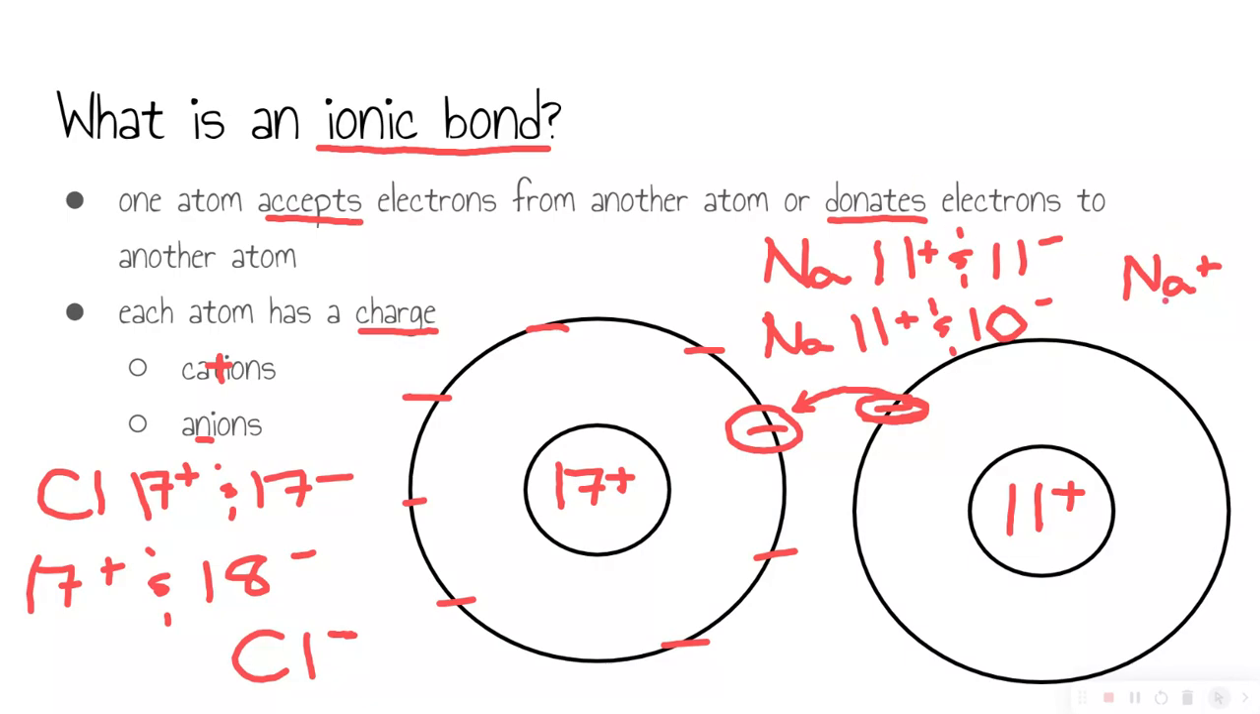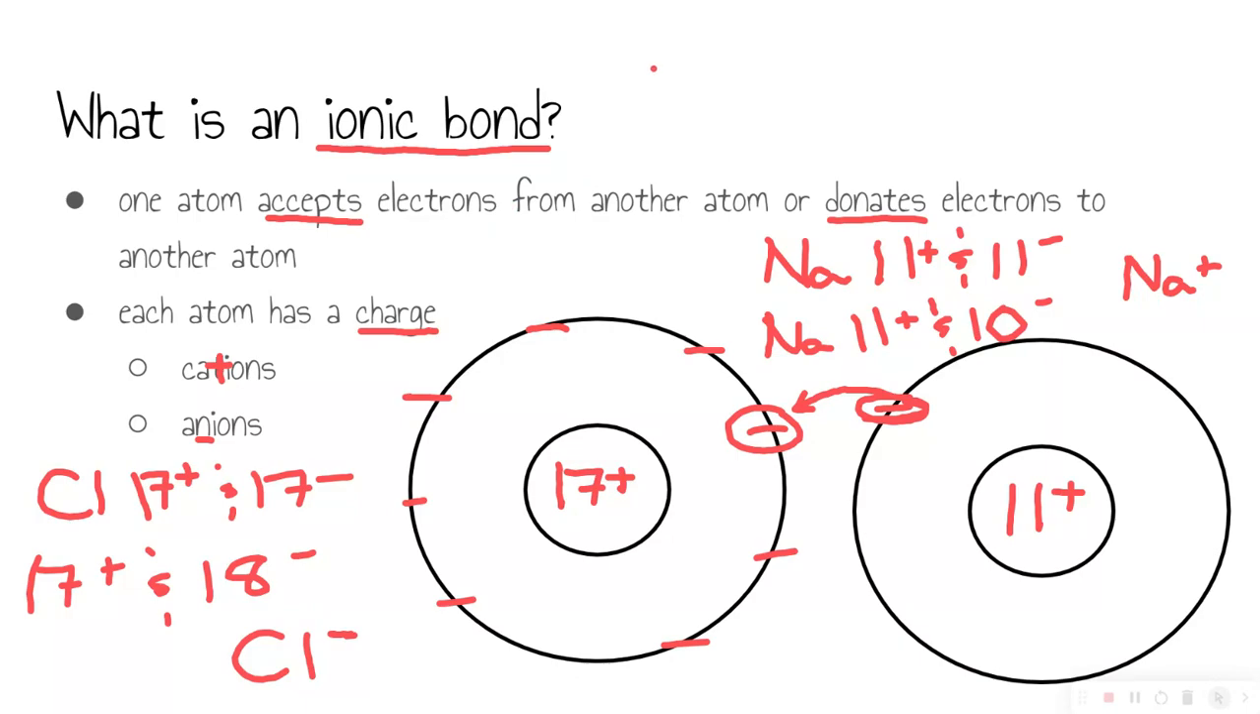Now, this sodium ion is going to be a cation because cations have a positive charge. So the sodium just gave an electron. It donated an electron to chlorine. Chlorine has accepted this electron. So we have a positive sodium ion, a negative chlorine ion, and these two ions might form an ionic bond.